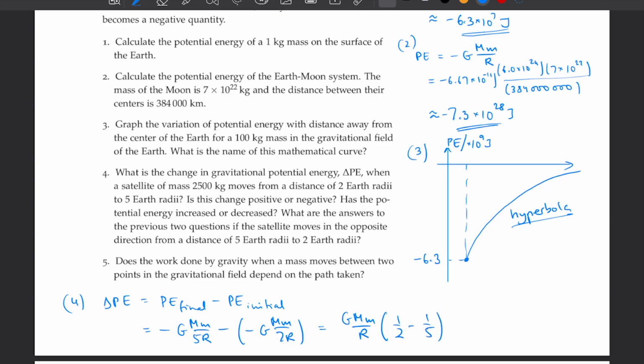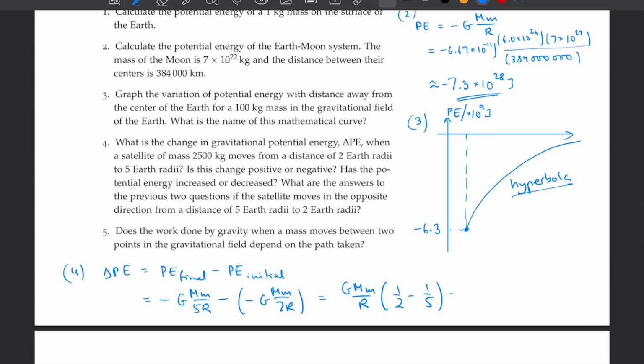We get this, and need to plug in the numbers. When you plug in all those numbers carefully, you get 4.7 × 10^10, if I did that correctly. And that's a positive increase in potential energy because it's moving further away from the Earth.